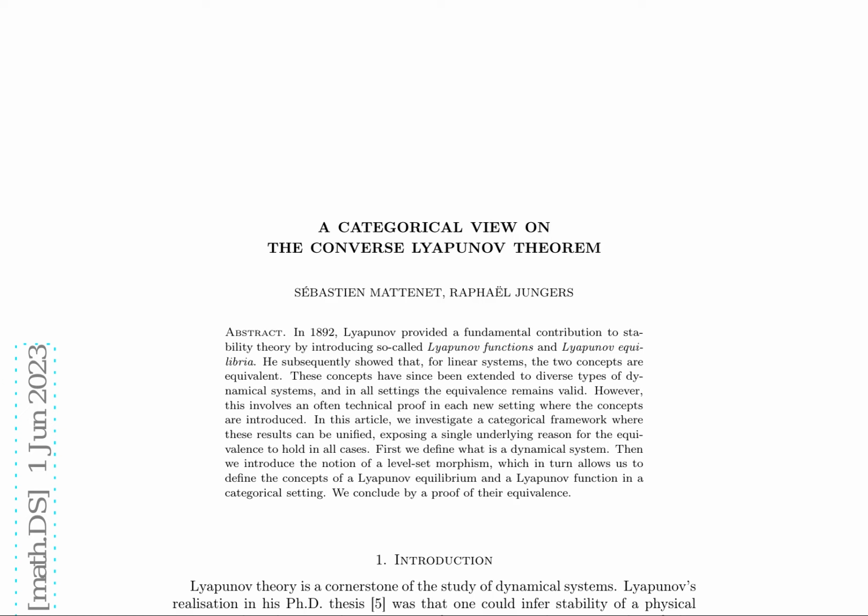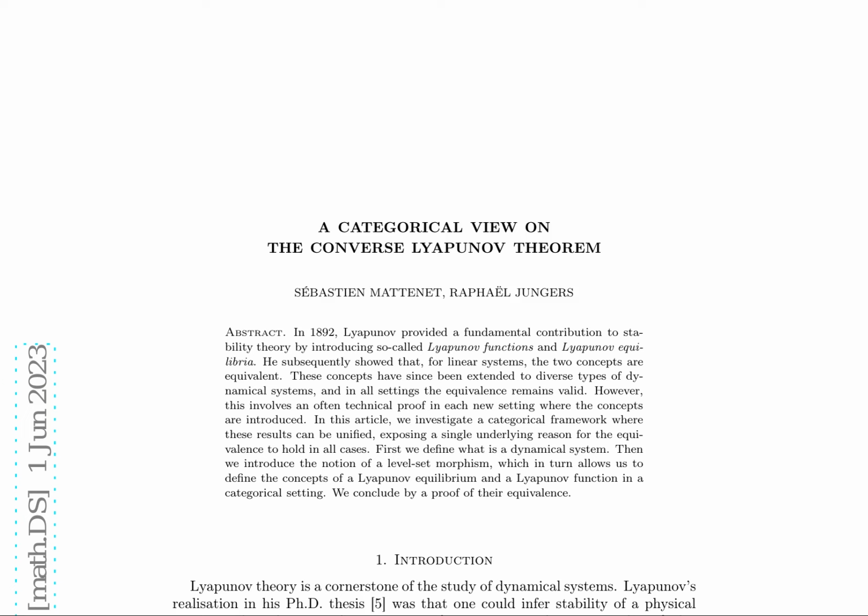In the realm of dynamical systems, the Lyapunov theory is a cornerstone, pivotal in understanding stability and equilibria. The core idea is that one can infer stability without knowing the true energy function by finding a Lyapunov function. The existence of a Lyapunov function is also a necessary condition for an equilibrium. This paper provides a unified categorical framework for dynamical systems, focusing on the equivalence between Lyapunov equilibria and functions.